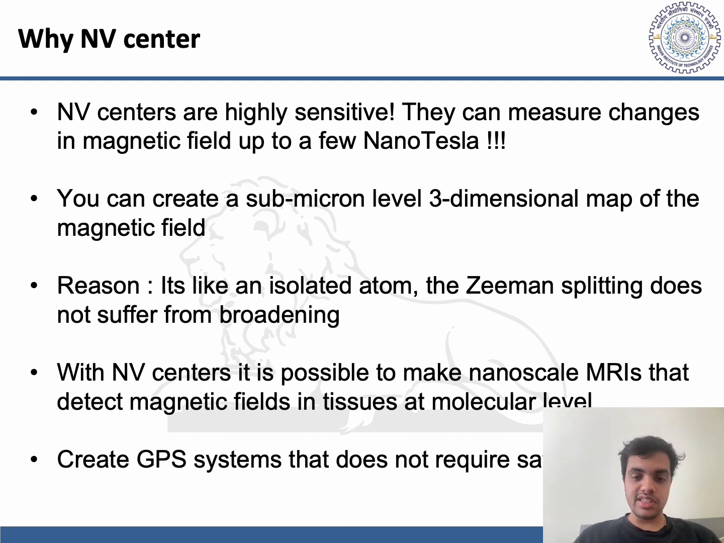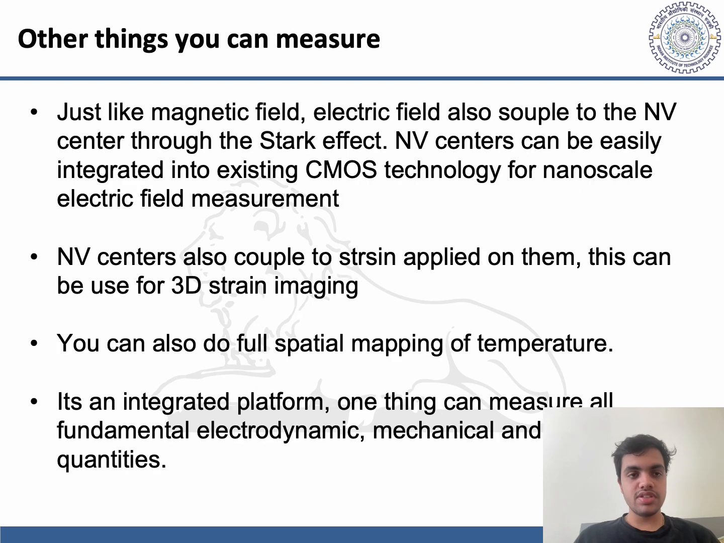With NV centers, it is possible to create nanoscale MRIs, which can detect magnetic fields at a molecular level. So if you have even a single piece of tissue, you can create the 3-dimensional map of the magnetic field inside of that tissue. You can also create a GPS system that does not require satellites. The way this is done is that you create a map of magnetic fields all around the Earth, and then you can compare the magnetic field at your location to this nanoscale magnetic field map of the Earth and know where you are. This does not require any satellite communication.